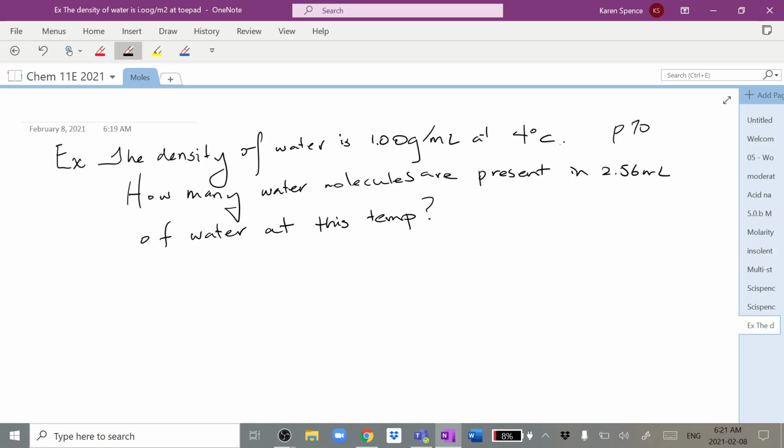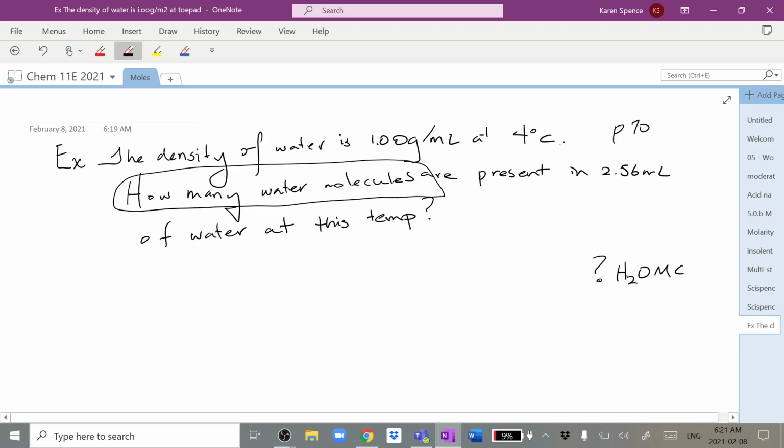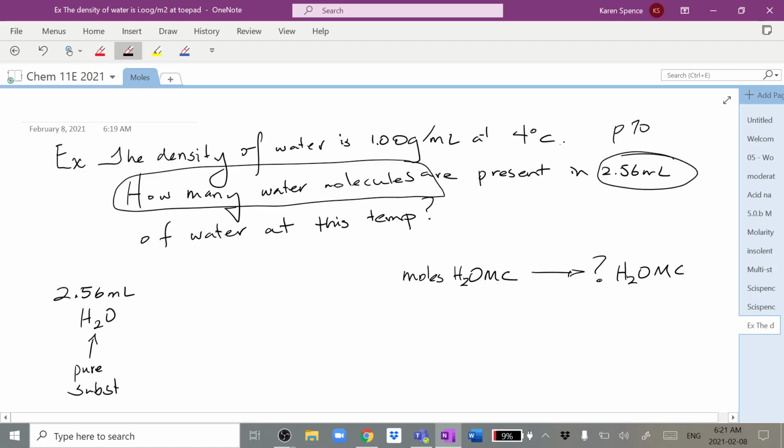Well, we want to find how many water molecules there are. So that's where we want to end up. It's the number of water molecules. And probably if I want to find molecules, I will have to have moles of water molecules. And what am I starting with? I am starting with 2.56 milliliters of water. And water is a pure substance, not a solution, so we can't work with molarity here.